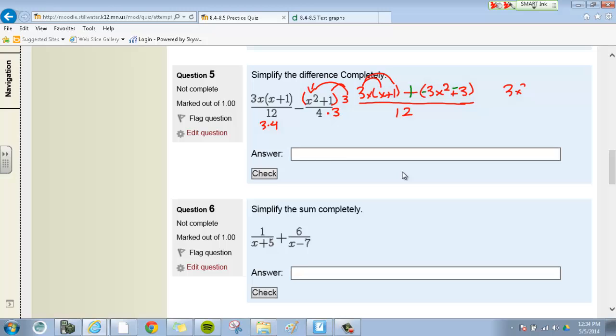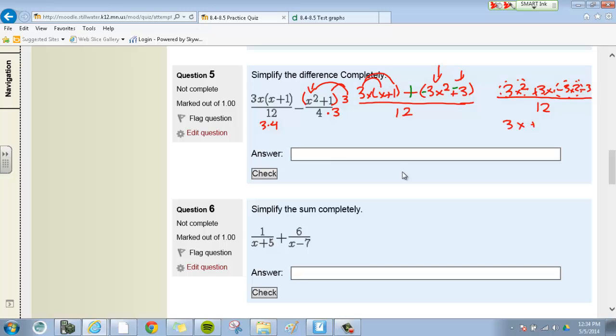So now I can rewrite this whole thing as, let's do this, and I'm going to kind of do some distributing at the same time as I rewrite it. This is 3x times x, which is 3x squared, plus 3x. This is minus 3x squared from this one, and then minus 3. That's all over 12.